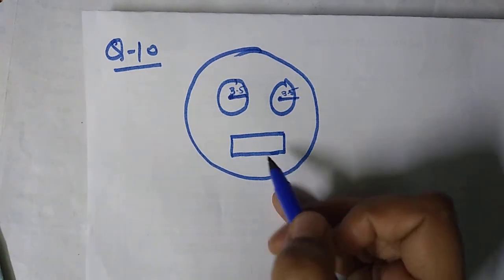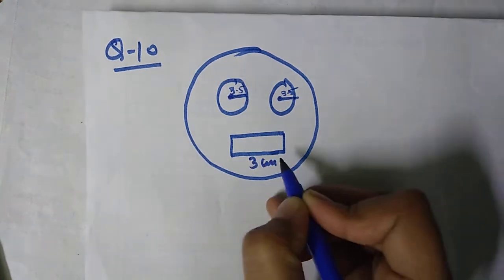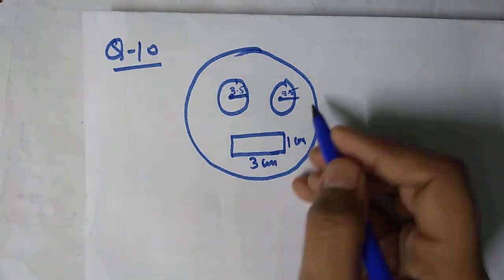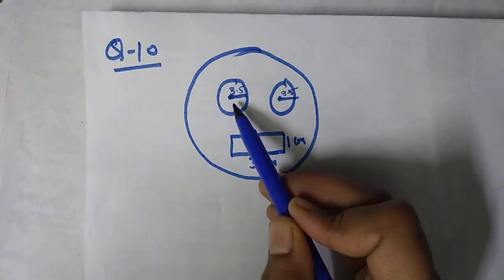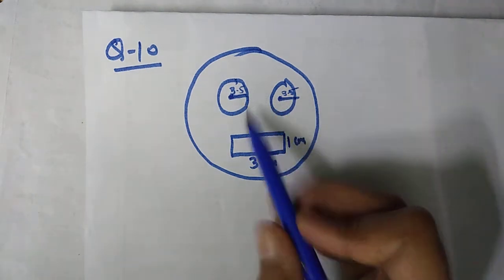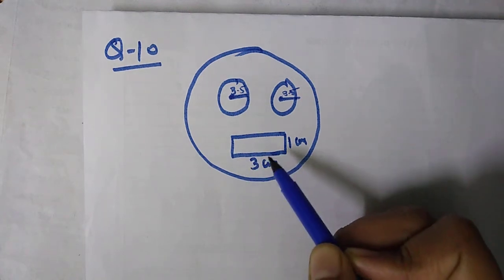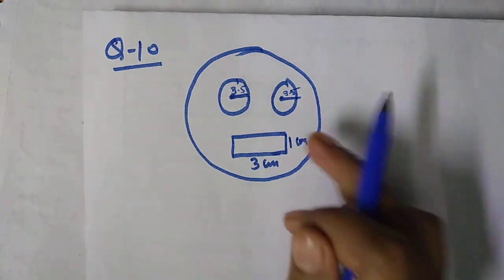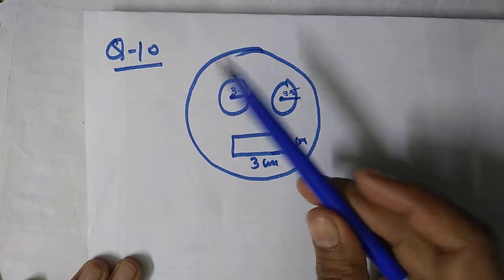And a rectangle of length. This is the rectangle given. Its length is 3 centimeter and breadth is 1 centimeter are removed. Okay. From this circular sheet, two circles of radius 3.5 centimeter and a rectangle of length 3 centimeter and breadth 1 centimeter are removed as shown in the diagram. Find the area of remaining sheet. It means what you have to find?